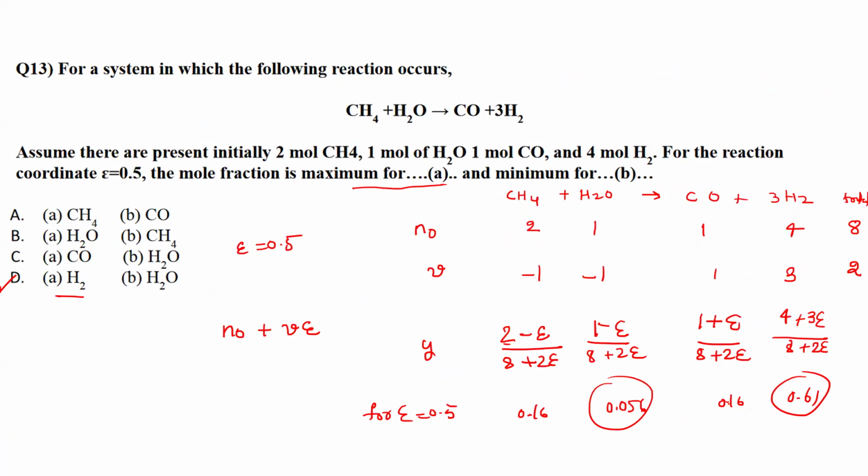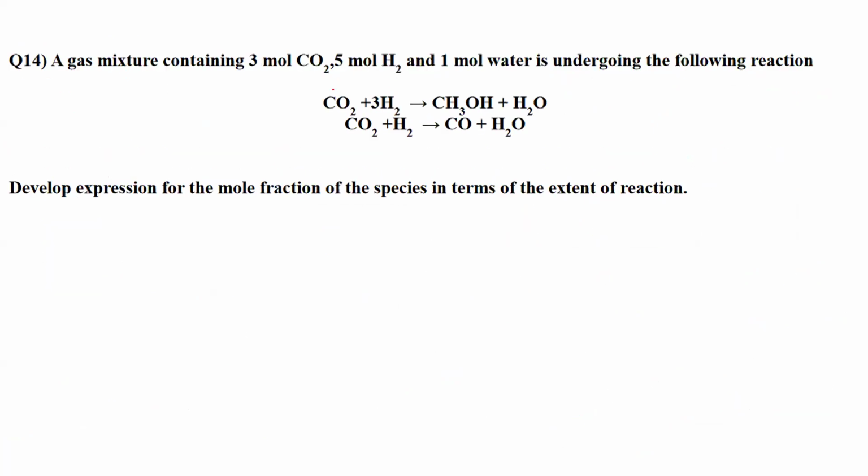The next question. A gas mixture containing 3 mole CO2, H2, H2O, CH3OH, and CO. Okay, these are the 5 components here. Develop expression for the mole fraction of the species in terms of the extent of the reaction. So initially, how much were there? CO2 3 were there, H2 5, 1 mole of water, and these are 0.